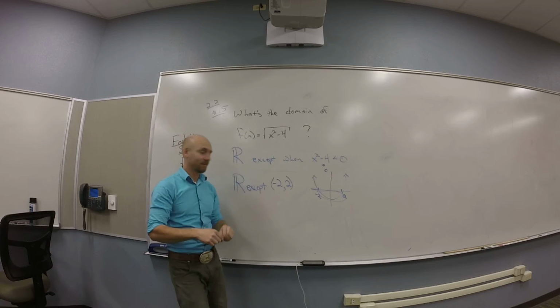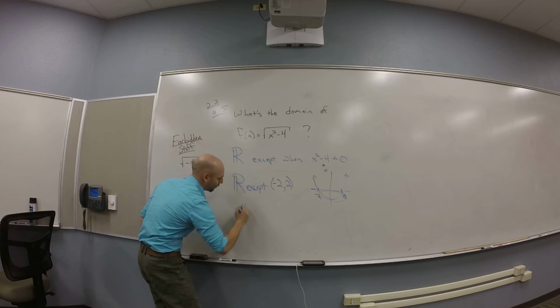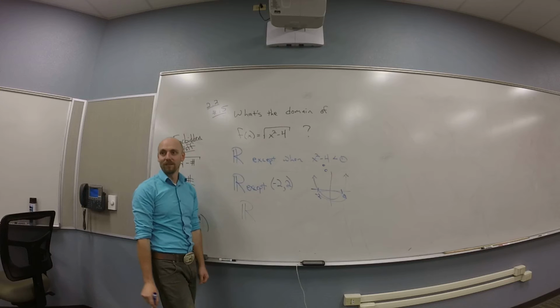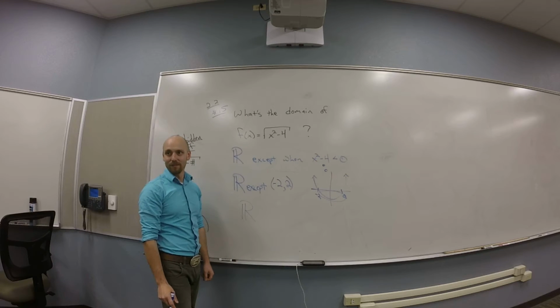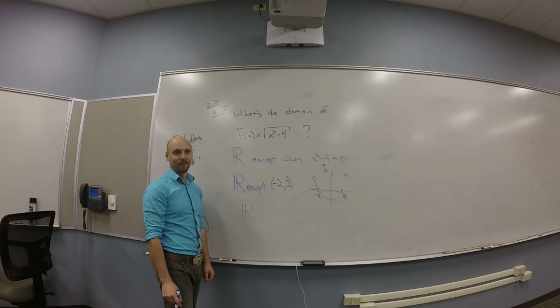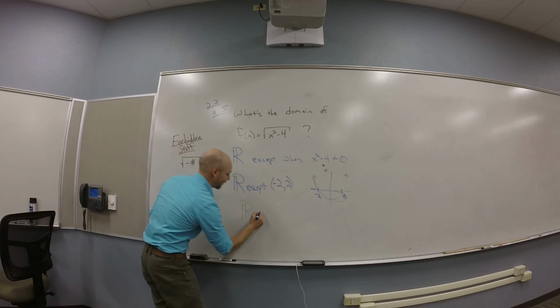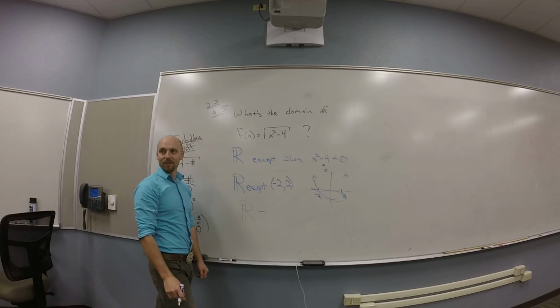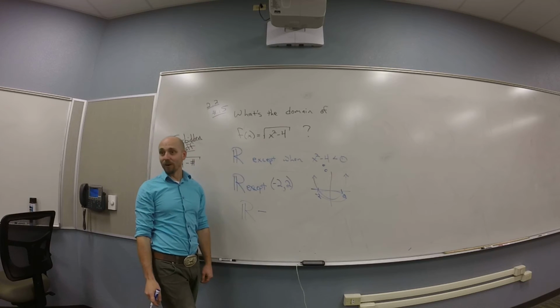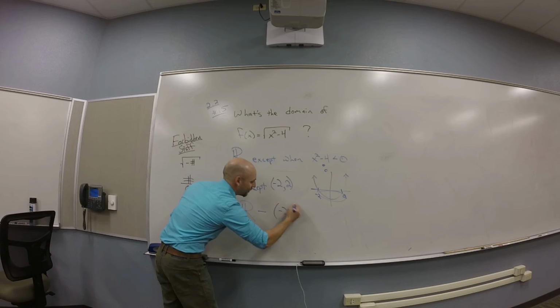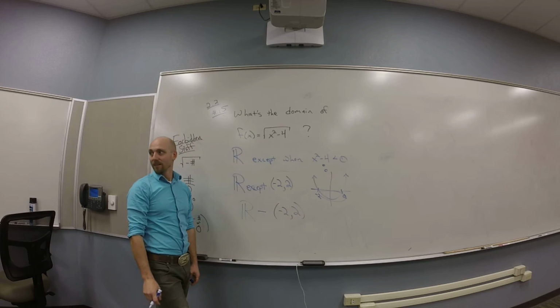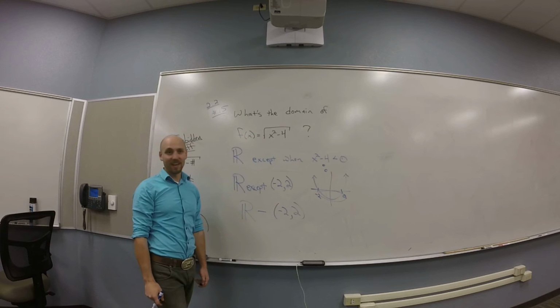You guys want the full-blown math symbol for this thing? It's pretty easy. So the full-blown math symbol would be the real numbers, and then how do you take away stuff? Literally subtract. Think grade school, right? Take away negative 2 to 2. So that's your straight-up answer, just take it out.